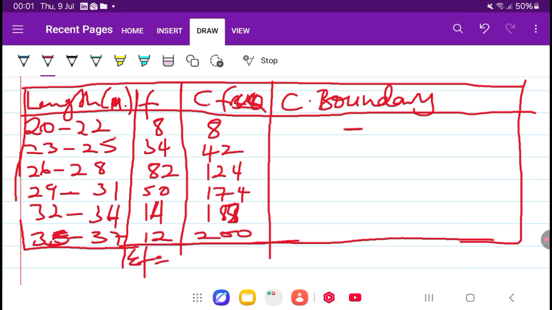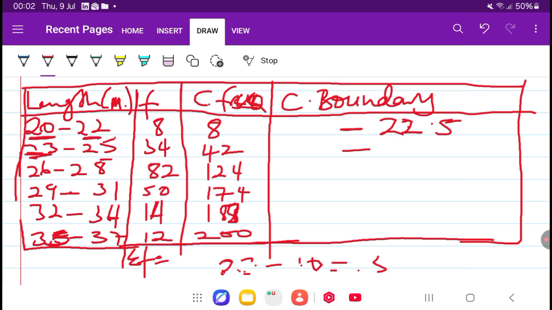So remember what I told you, you can start with the upper limit. This is 22.5. Then of course now you can get the class interval. The class interval, we always get it from here. We can get either 23 minus 20, that gives you 3, from this one and this one, or you can use 25 minus 22, that gives you 3.